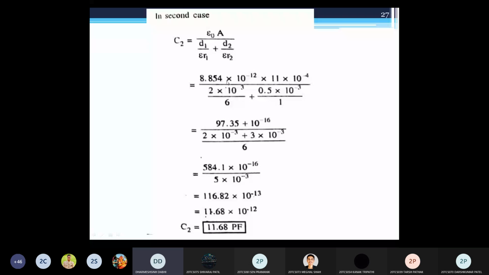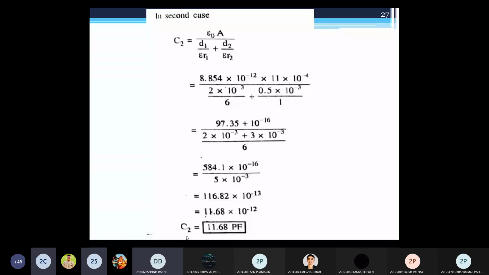Epsilon 0 is 8.854 into 10 raised to minus 12, area in meter square is 11 into 10 raised to minus 4. D1 is given, convert into meter, 2 into 10 raised to minus 3, divide by 6, the relative permittivity, plus D2 is given, 0.5 millimeter, convert into meter, 0.5 into 10 raised to minus 3, and the relative permittivity for air is 1. So you get the answer 11.68 into 10 raised to minus 12. 10 raised to minus 12 means it is a picofarad. Clear? So you get the answer C2. All of you get this answer?